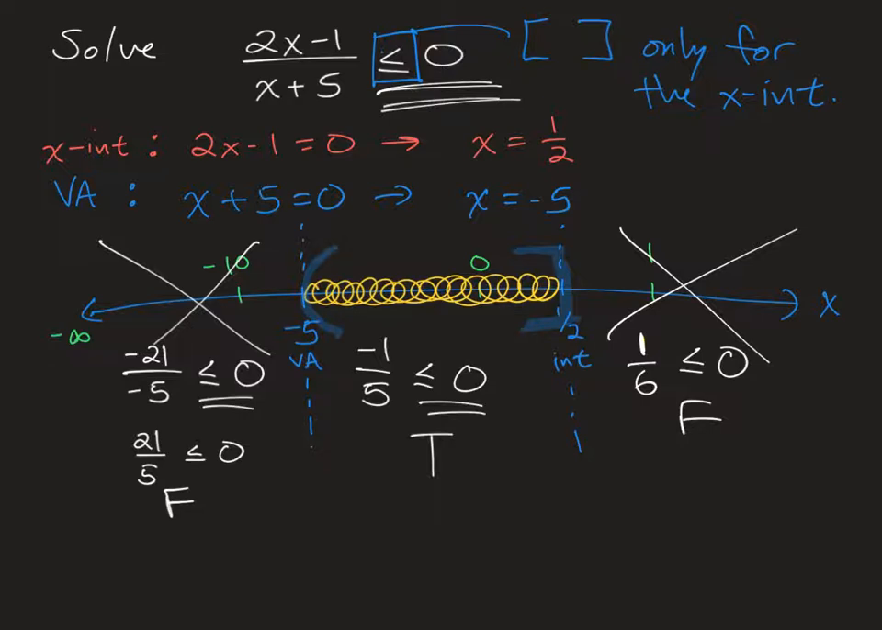This is why we're using parentheses over here and brackets for the x-intercept. So vertical asymptotes always get parentheses, is the takeaway here. The final answer would be negative 5 with a parenthesis to 1/2 in a bracket.